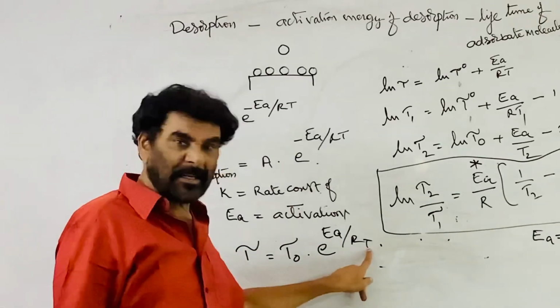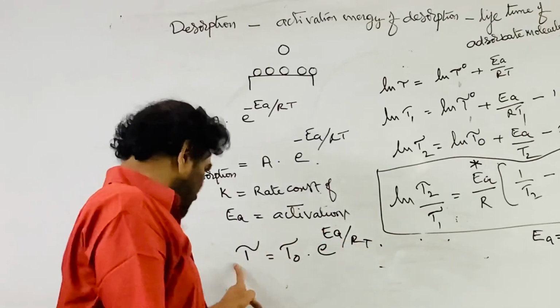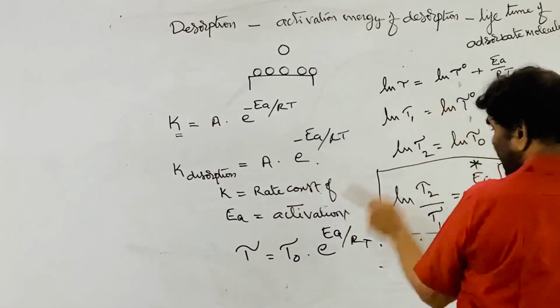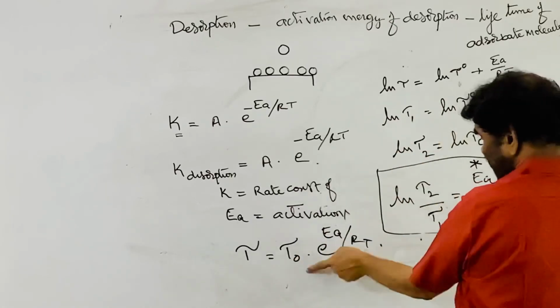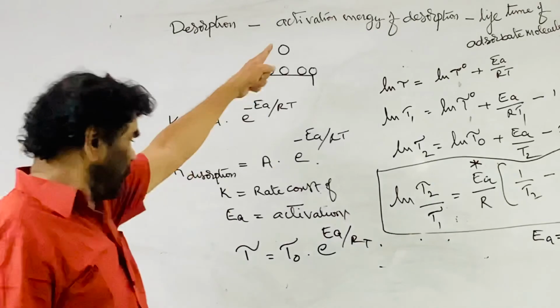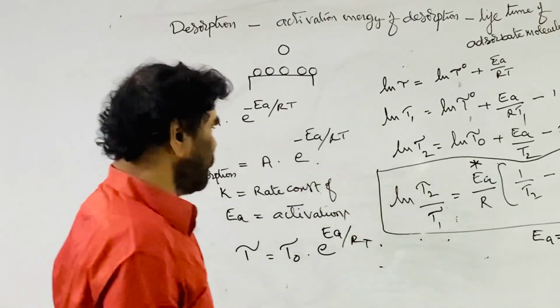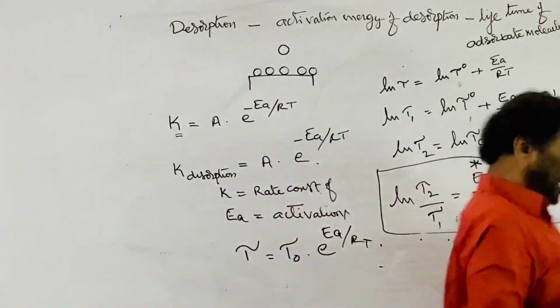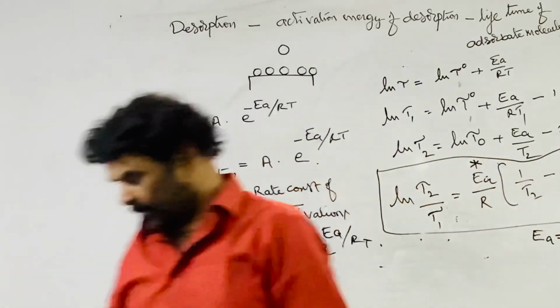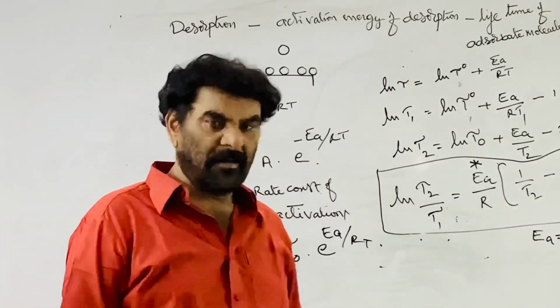As the temperature increases, the average life decreases. This is the logarithmic form of this equation, so that is the relation. By using this equation, the activation energy of the desorbate molecule can be determined. That's all.